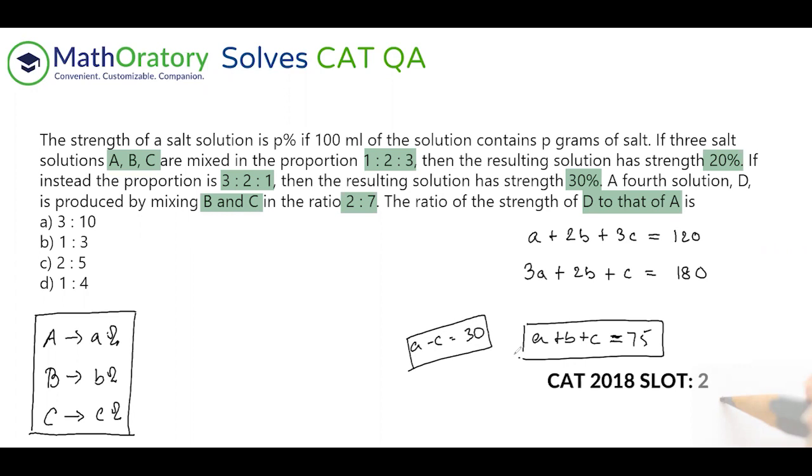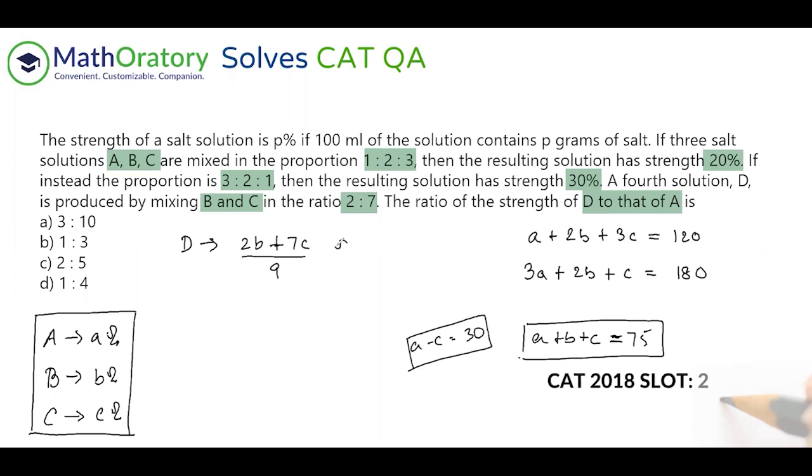But how does that help me? Unless I figure out A and B plus C separately. Because B and C, okay, I don't need B and C, B plus C, right? What do I need? What is the requirement here? The concentration of D, let's say I try to figure this out. The concentration of D will be, we are mixing B and C in the ratio 2:7, so again let us apply the weighted average only. So we have (2B plus 7C) by 9. This will be the concentration of D.